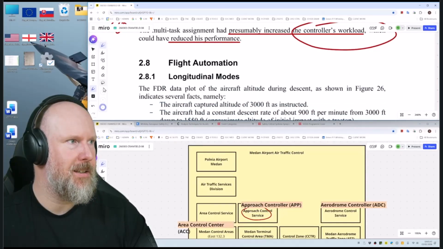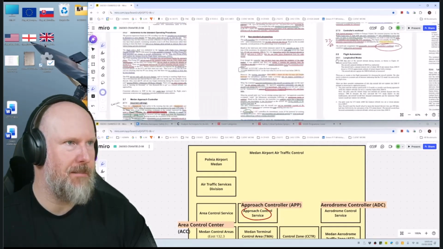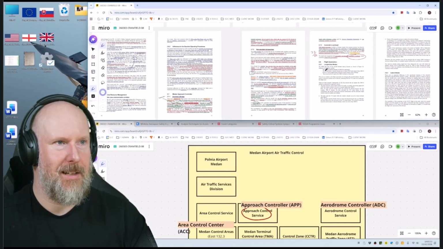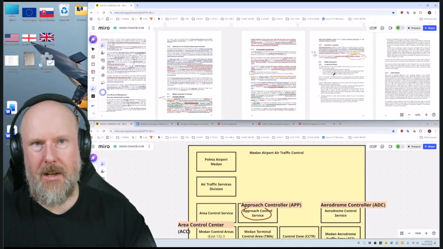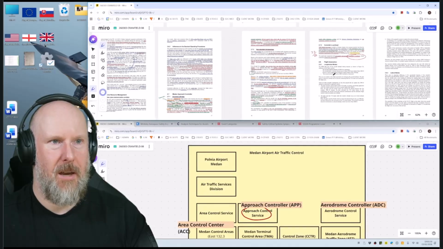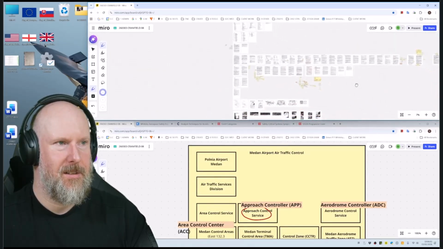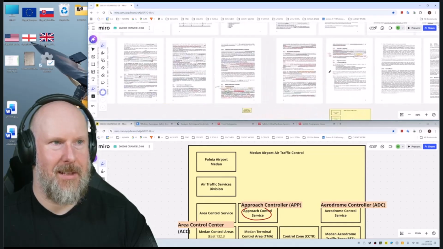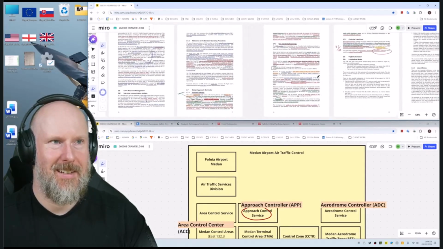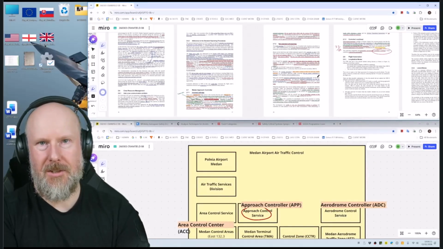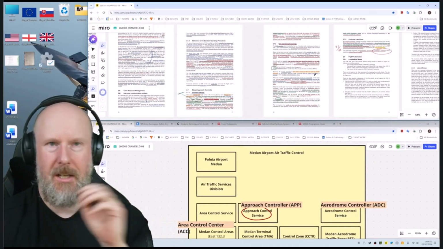Okay, so that's all about air traffic control. I can't say I'm particularly impressed with that. That's basically one and a half to two pages about the air traffic controller and what's going on, and that's it. There's not much there. Of course, we don't know the political circumstances that the investigation was conducted under.